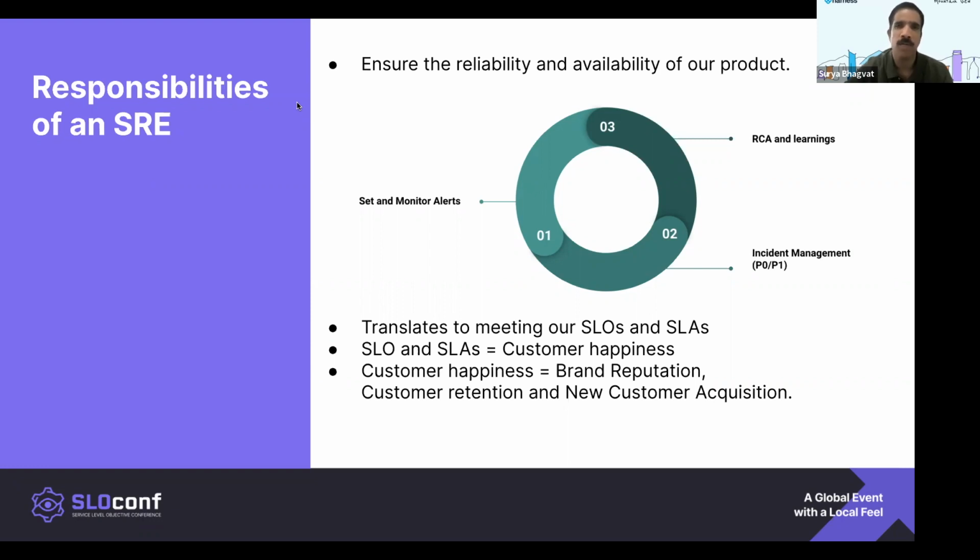What did you learn from the alert? What did you learn from the incident? And so on. All of these things that an SRE, or production operations, does is basically meeting our SLO and SLA needs. We are making sure that our customers are happy using the product. That is the end goal of any organization, because customer happiness means your brand reputation increases. Your customers will stick with you, and new customers will come to you. It's as simple as that. So whatever an SRE does has a direct impact on customer happiness.